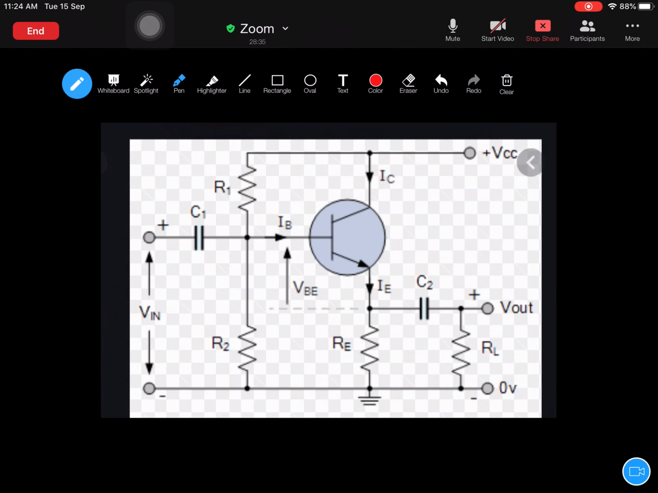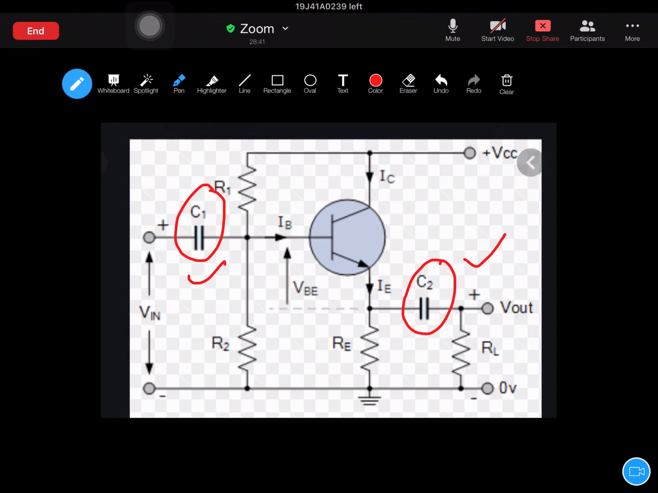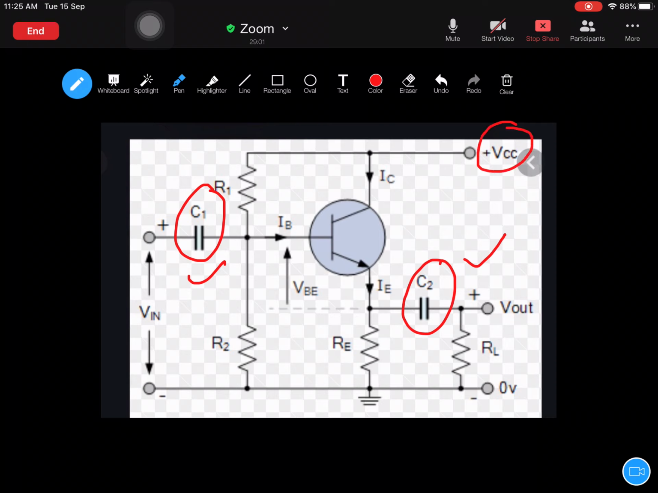So here also C1 and C2 are nothing but coupling capacitors. They are again used for the same purpose, to block the currents whenever the input side or output side is short circuited. These coupling capacitors will come into play. They will try to block the current flow from VCC.